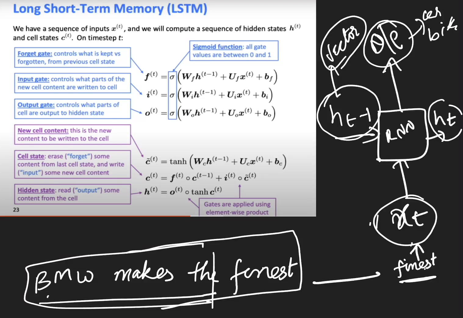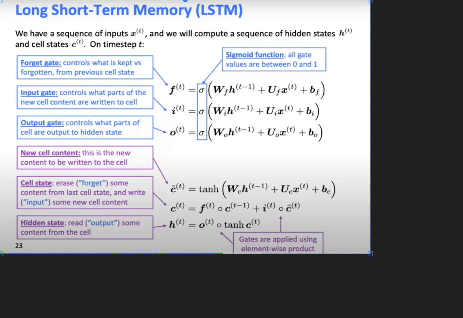But our problem was that by the time the word finest comes, this h t minus 1 would lose the information about BMW. So the occurrence of BMW, this would not capture. We have to overcome this problem. This is our challenge. To do this, we basically have 6 characters: my forget gate, input gate, output gate, new cell content, cell state, and hidden state, and these are the corresponding mathematical equations of it.